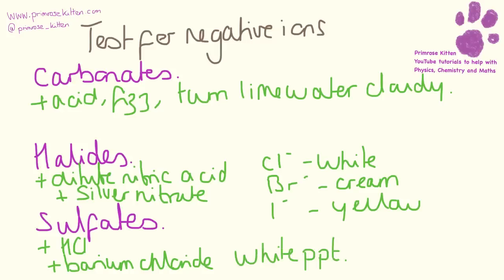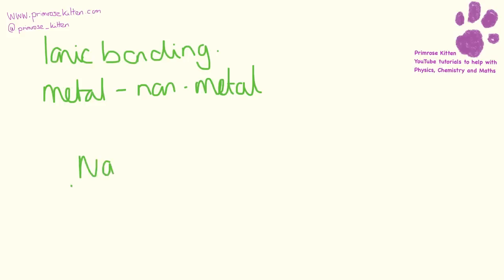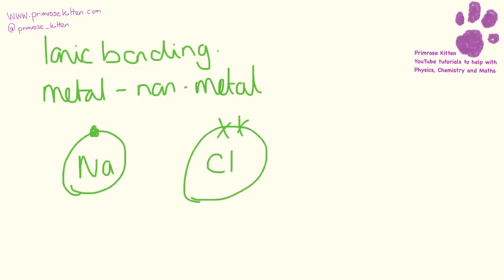Ionic bonding occurs between a metal and a non-metal. So something that is on the right-hand side of the periodic table and something that is on the left-hand side of the periodic table. If we use sodium chloride as an example, here we have sodium with one electron on the outer shell and chlorine with seven electrons on the outer shell.